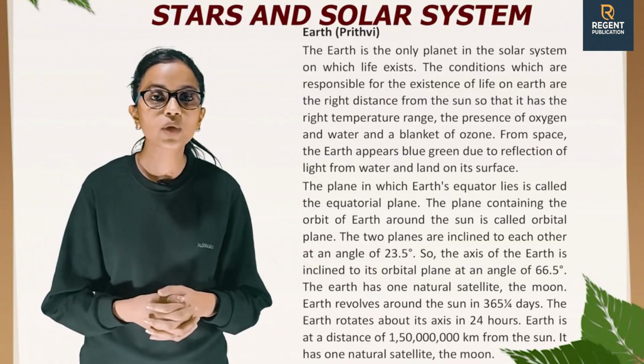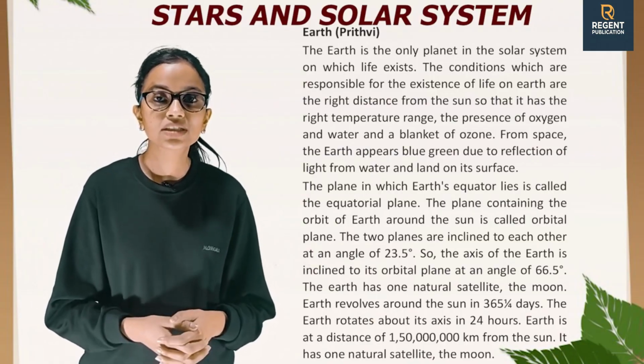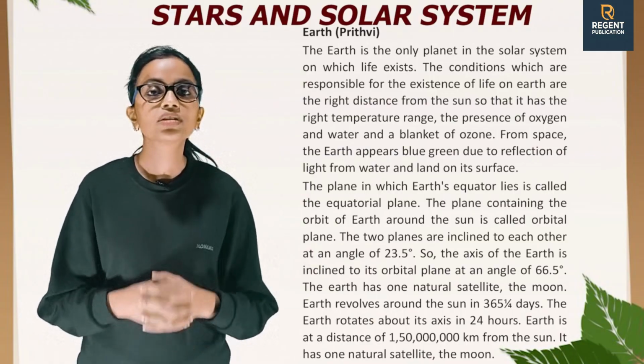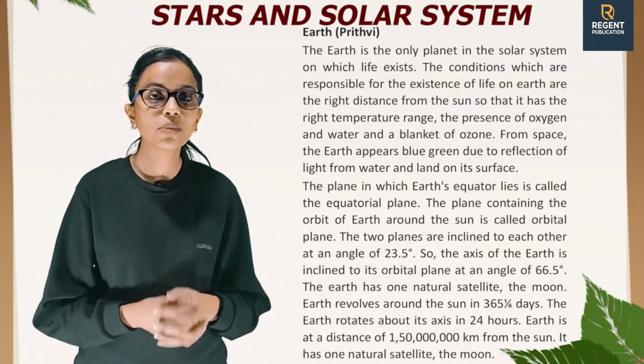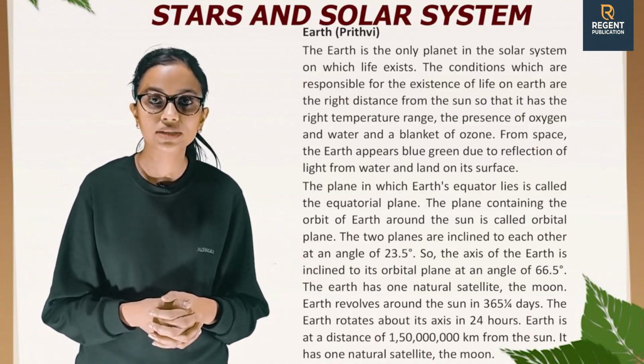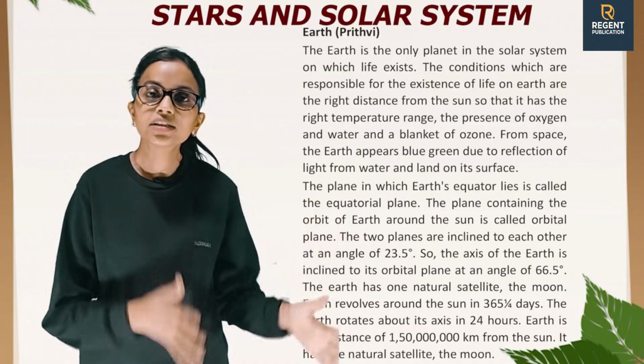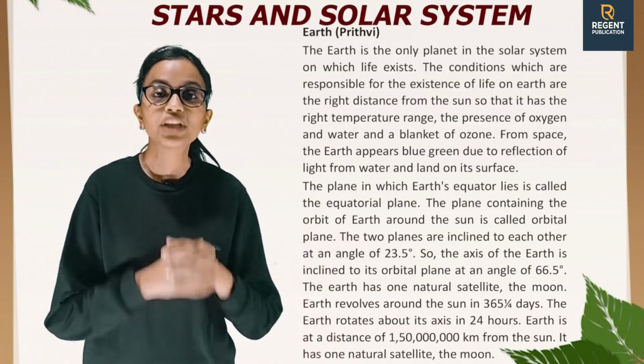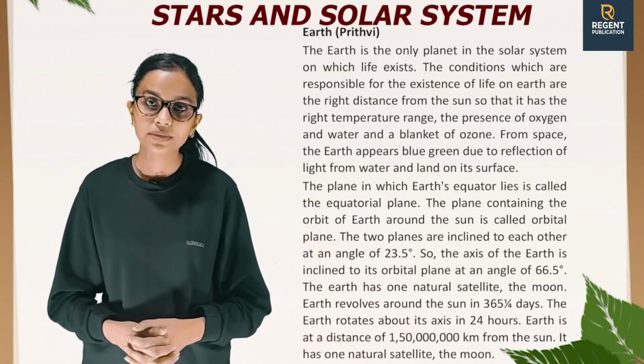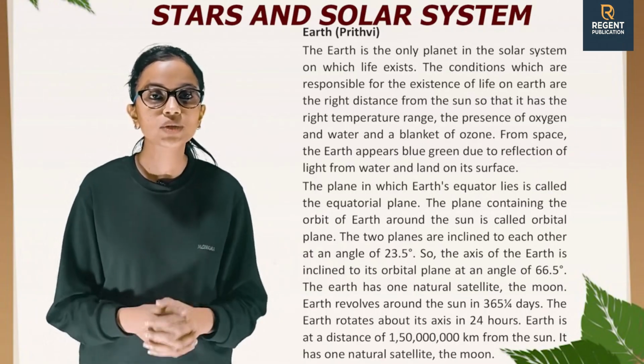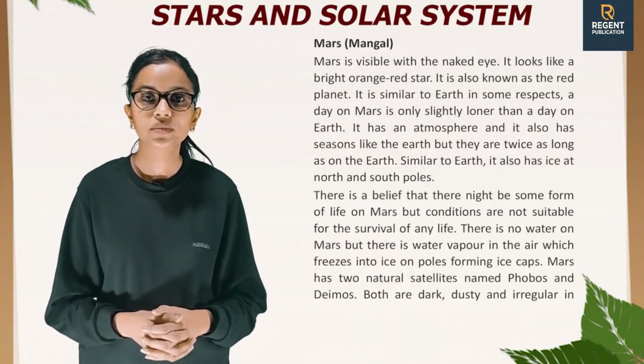Earth revolves around the Sun in 365.14 days. The Earth rotates about its axis in 24 hours. Earth is at a distance of 15 crore kilometers from the Sun. It has one natural satellite, the Moon.